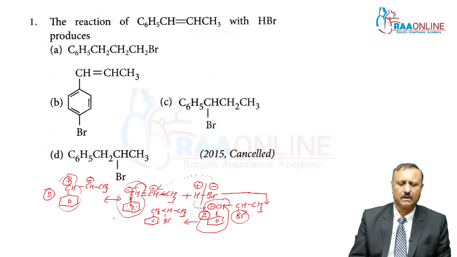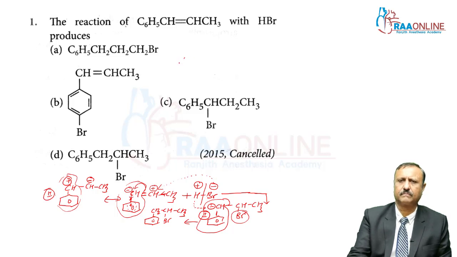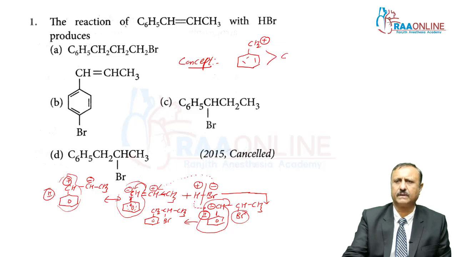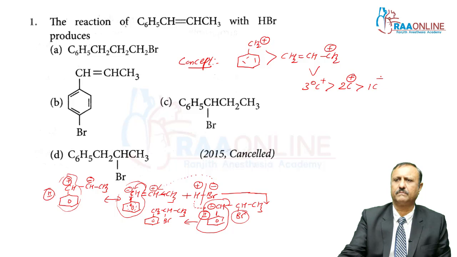Here, my dear students, when you go to this CH2+ molecule, this is the benzyl carbocation. You know this is a concept, my dear students. The concept is this: benzyl carbocation, C6H5CH2+, is always more stable than CH2=CH-CH2+ carbocation, and it is more stable than tertiary carbocation.